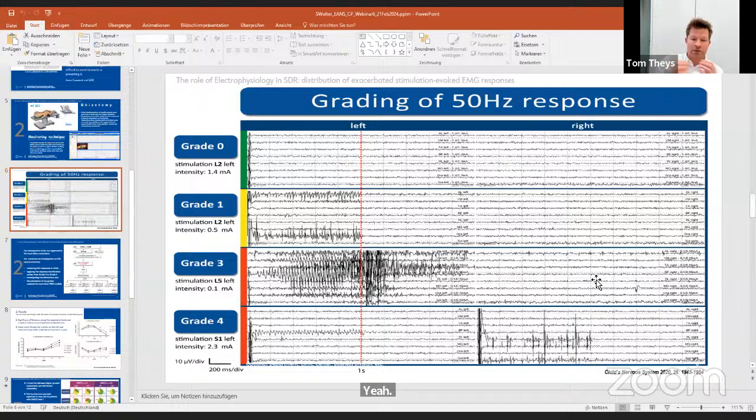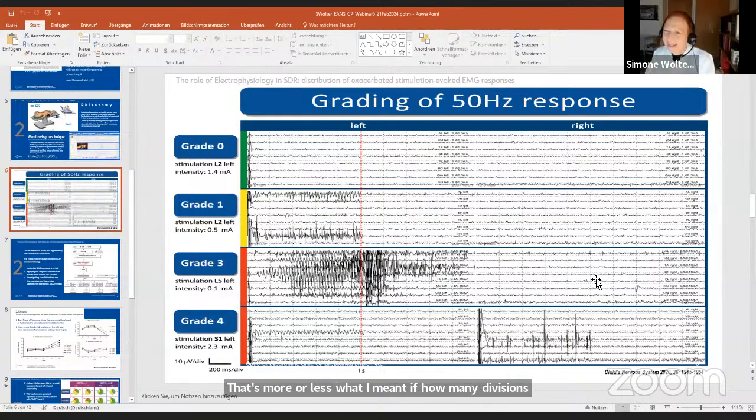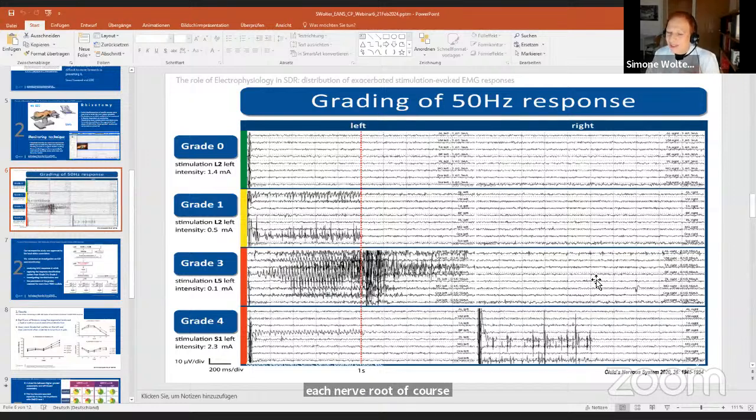How many divisions do you have on average? Of course, it depends on each nerve root. What I have seen, I'm not the surgeon, but most of the time I see 4 rootlets, though it also depends on the nerve root. If you have a really big one, then you have more than 4 rootlets. Okay. And they decide which rootlet or rootlets with higher grading should be cut.